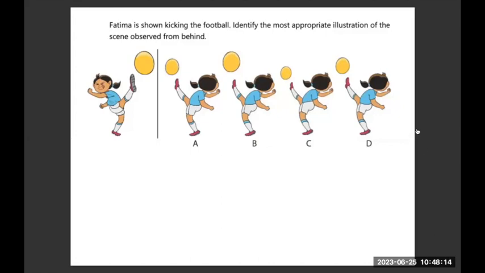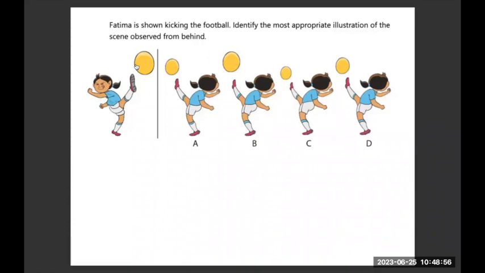In this case, I'm talking about my experience, I deduced the correct answer just by looking at the ball. Why? While I'm looking at this girl from the front, the ball is coming towards me, towards the observer. That's why the ball is bigger compared to the girl. Now, if I'm going behind this girl, the ball will be very far away from the observer's position. Hence, the ball will be the smallest in size.